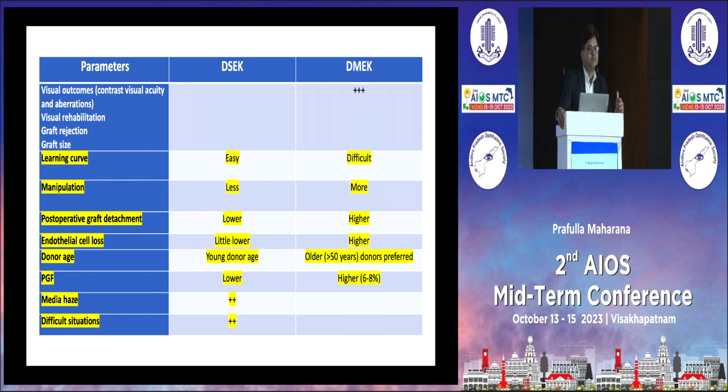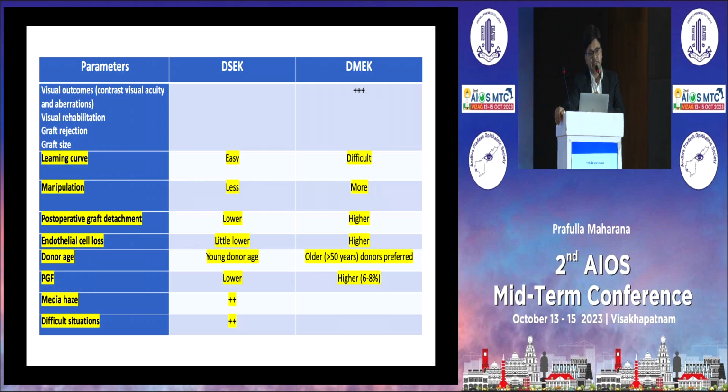In DSEC, it's more like a technique, but in DMEK, you have to have coordination. You have to feel the graft, you have to feel your anterior chamber, you have to feel the pressure that you are applying. So that's why the learning curve is quite steep in DMEK. You need to practice a lot before directly shifting onto the patient for doing DMEK. Graft manipulation, post-operative detachment, endothelial cell loss, all these are issues with DMEK, especially when you are shifting from DSEC to DMEK.